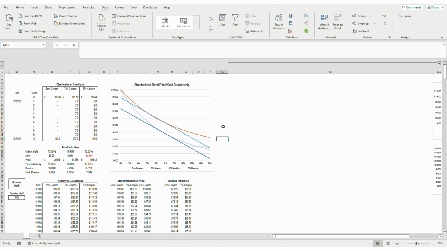So that's the model I built to generate changes in bond price depending on yield, and my 2 cents on the proper way to graph convexity.